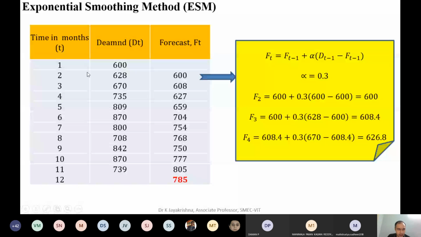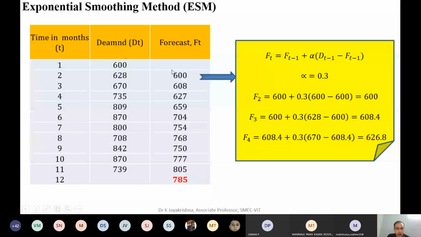You can look at my cursor. The same problem I have given here. Whatever input data is given in rows, I have taken in columns: time and demand. Of course, the spelling of demand is wrong. Sorry, I'm just noticing it now.